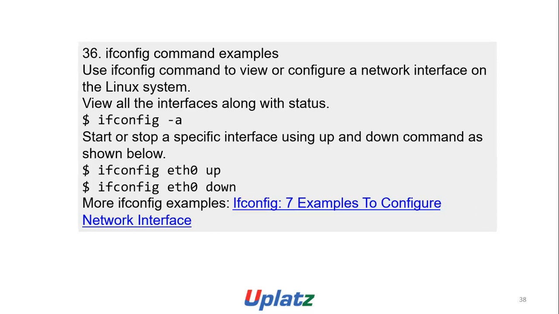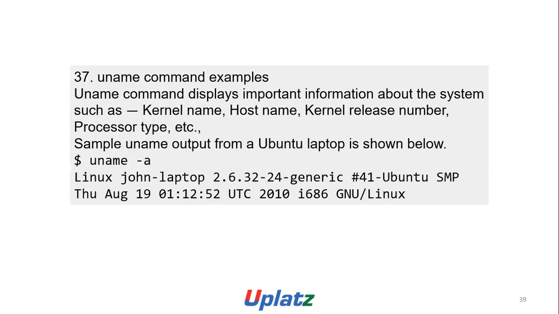ifconfig command examples: you use the ifconfig command to view or configure a network interface on the Linux system. View all the interfaces along with their status: ifconfig -a. Start or stop a specific interface using up and down commands as shown below: ifconfig eth0 up, ifconfig eth0 down. More ifconfig examples.